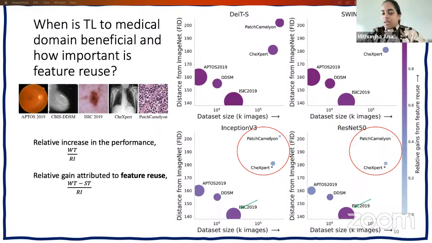It may depend on the image size. I'm not sure. But are all these data sets of the same image size or different image sizes? Obviously, to use the ImageNet pre-trained model, I think they have resized these images into 224 by 224 because that is how the ImageNet images are.